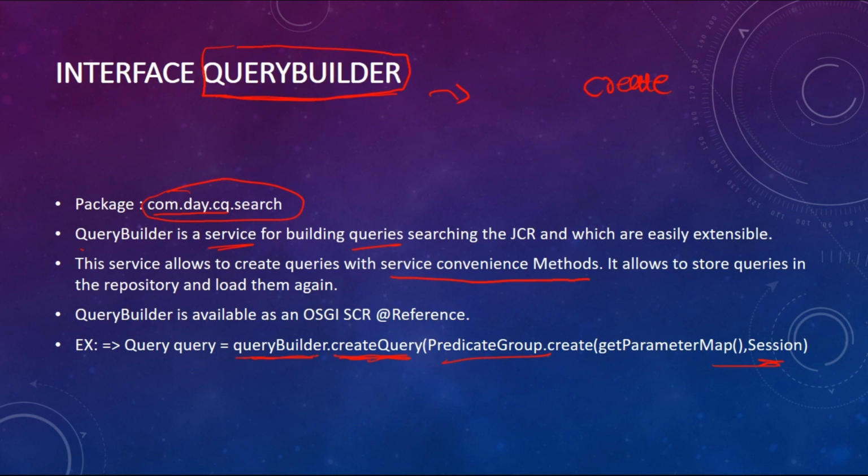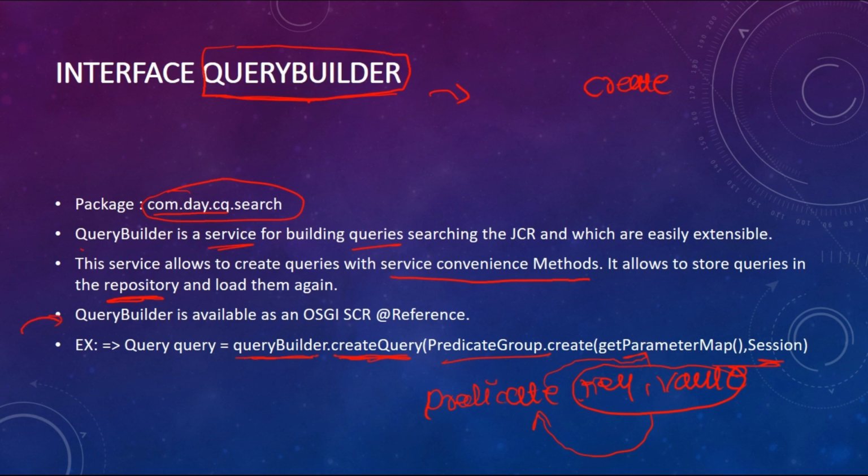If you want to create queries, the query builder works with a predicate, and inside the predicate we store the key and the value. Both the key and the value are stored inside this predicate, and after that we can use this predicate as a parameter. You can easily store queries in the repository using createQuery or the query builder, and if you want to load them again, you can load them.